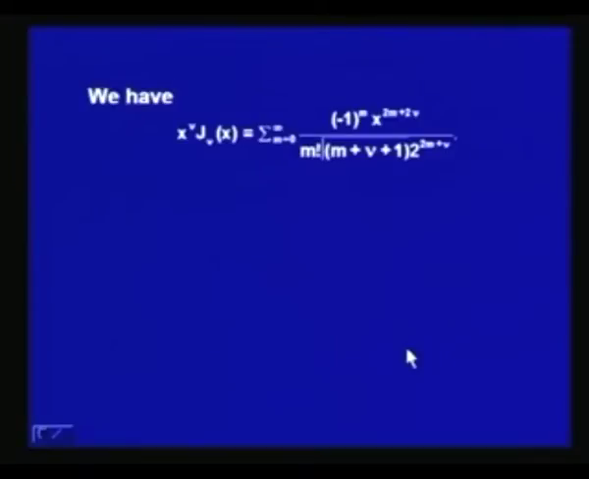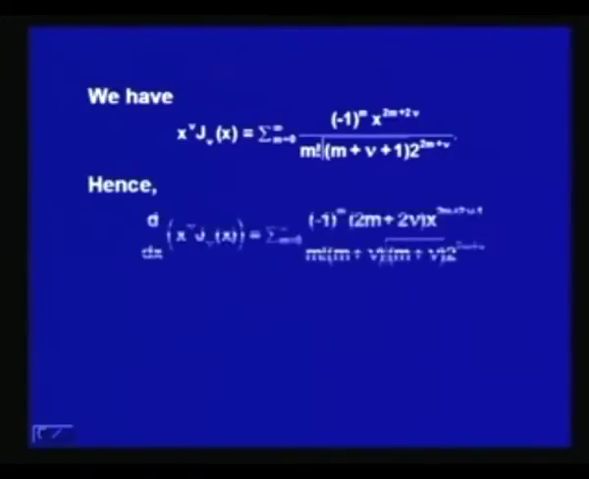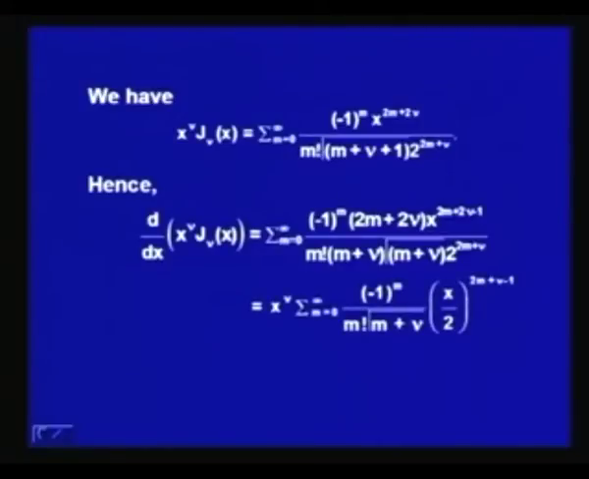Let us multiply the expression for J_ν(x) by x^ν. We shall have x^ν J_ν(x) equal to the sum over m from 0 to infinity of (-1)^m x^(2m+2ν) over m! Γ(m+ν+1) 2^(2m+ν). Now, let us differentiate this with respect to x.